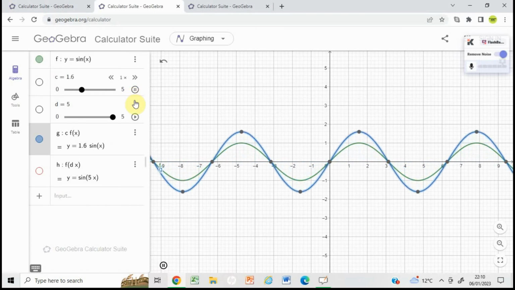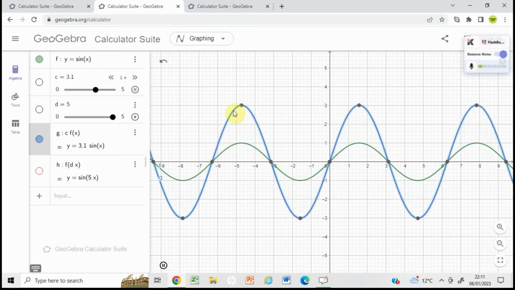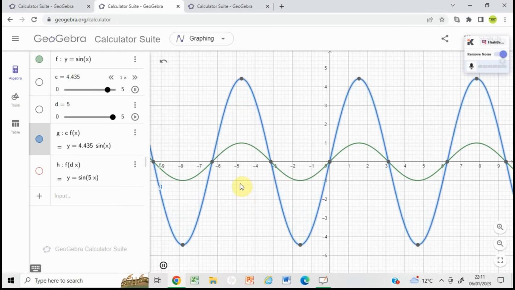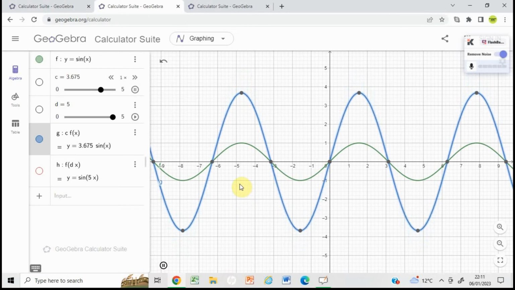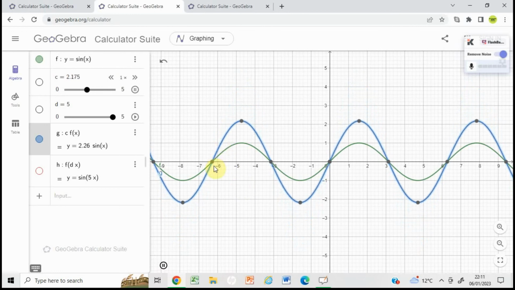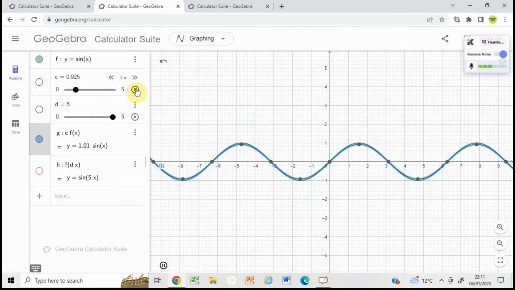And we can see as the value of c increases, the graph is pulled both upwards and downwards, and it stretches out. So essentially you're multiplying the y coordinates by the value of c. I'm going to slow this down now.